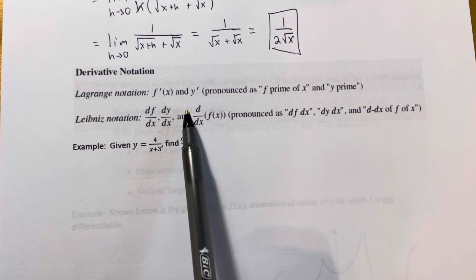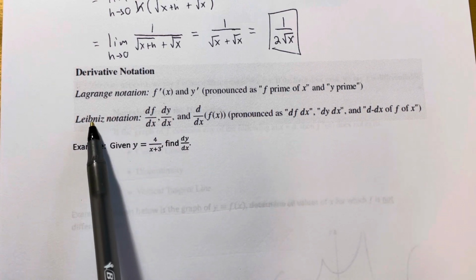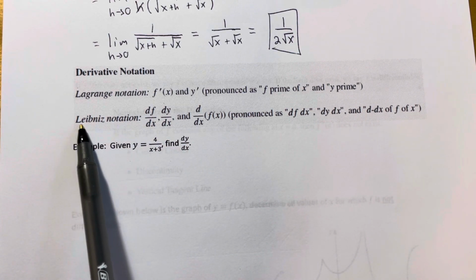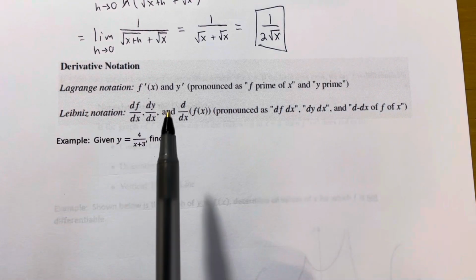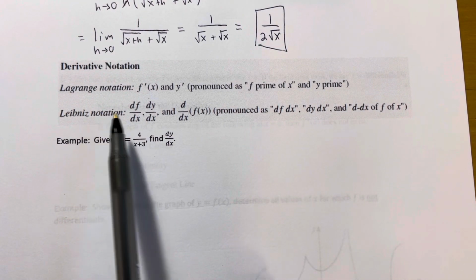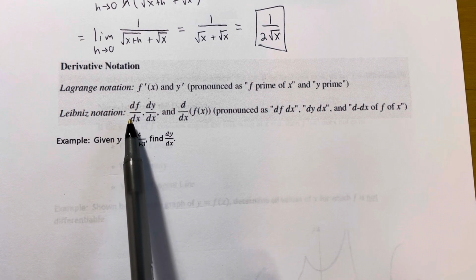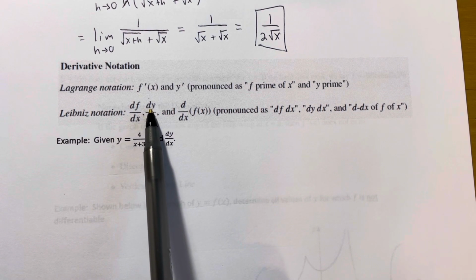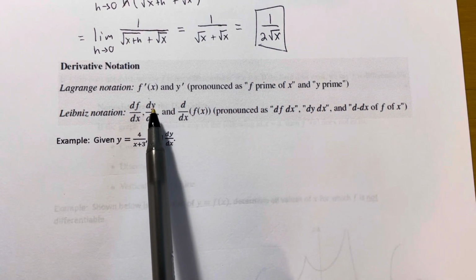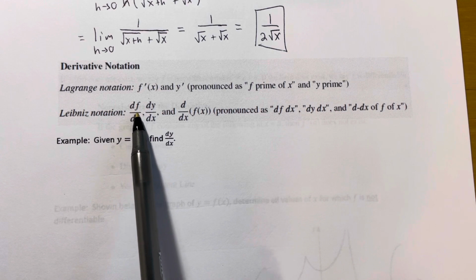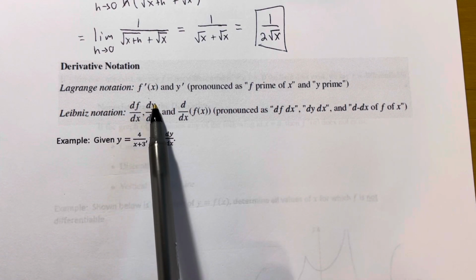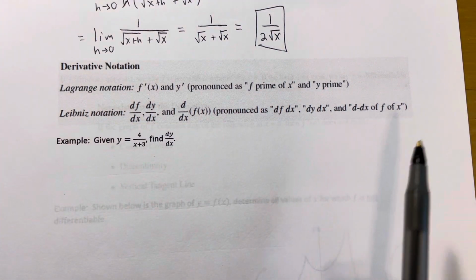Another type of notation that's used very frequently is what's called Leibniz notation. I always can't remember which pronunciation is correct. And this notation looks like this, df over dx. Or if we're thinking of our function as y equals some function of x, it's dy over dx. We actually don't say the over, we say df dx or dy dx. That's the pronunciation of that.